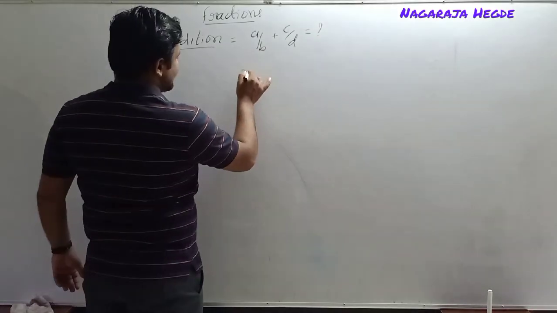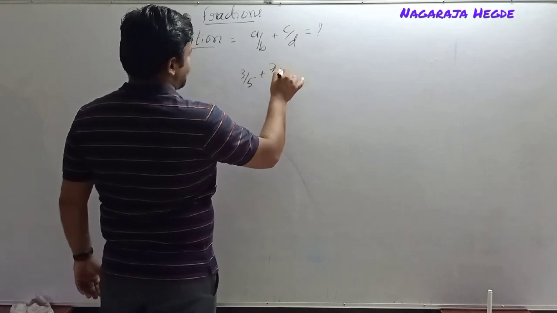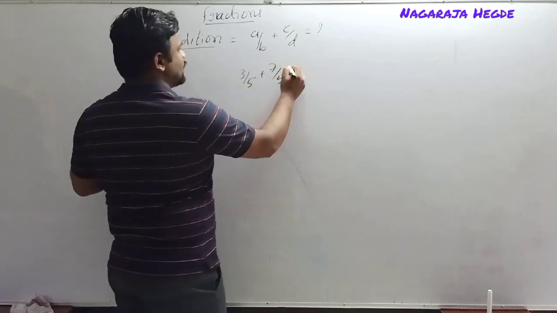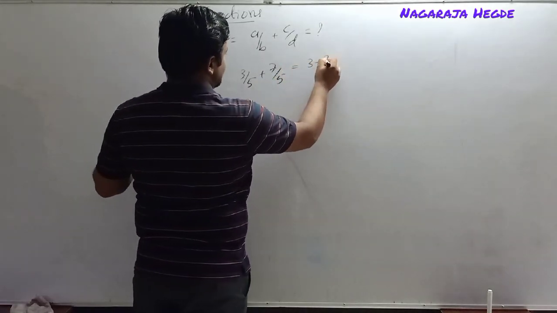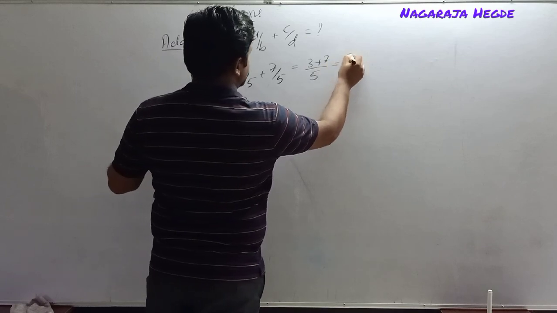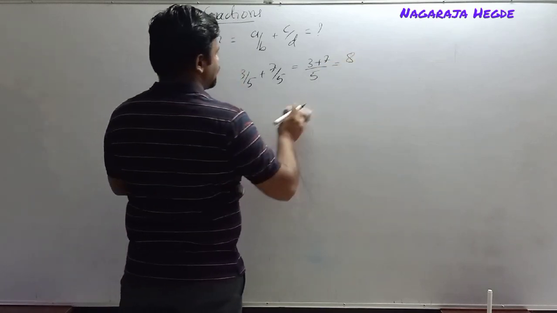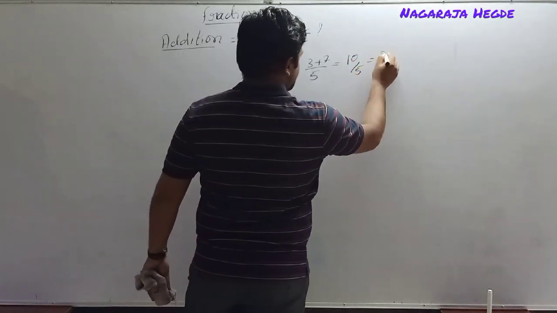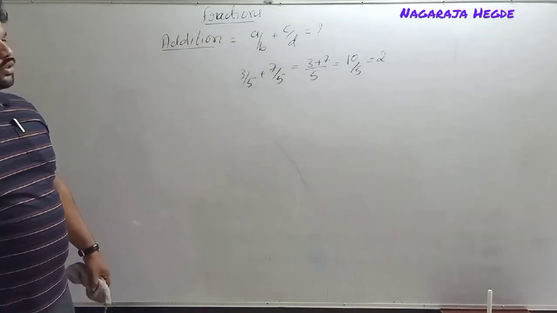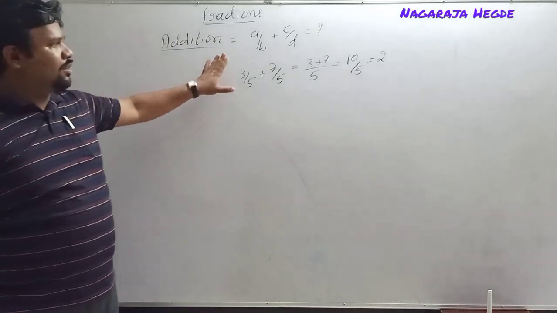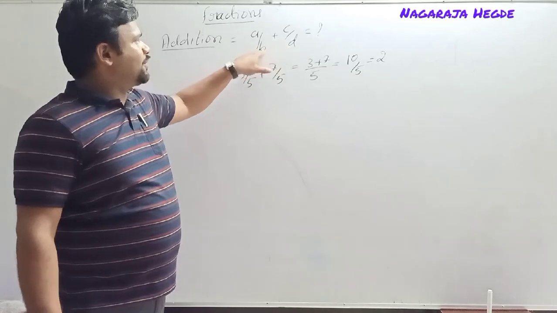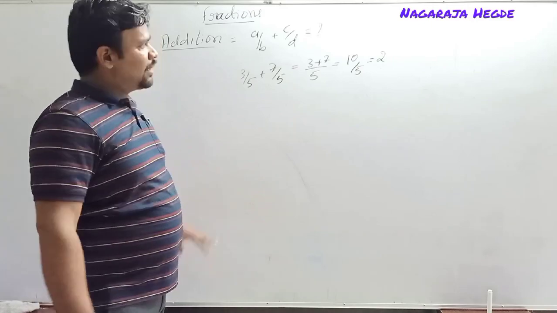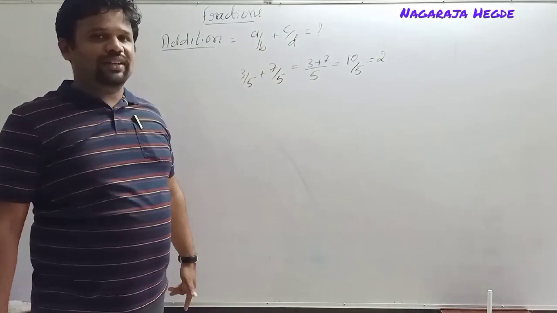For example, 3/5 plus 7/5. In this case, the denominators of both the fractions are the same. Directly we can add the numerators: 3 plus 7 divided by 5, we are going to get 10/5. And further we can simplify: 5 ones are 5, 5 twos are 10, we are going to get 2. We can do it like this: if the denominators of both the fractions are the same, directly we can add the numerators, 3 plus 7.